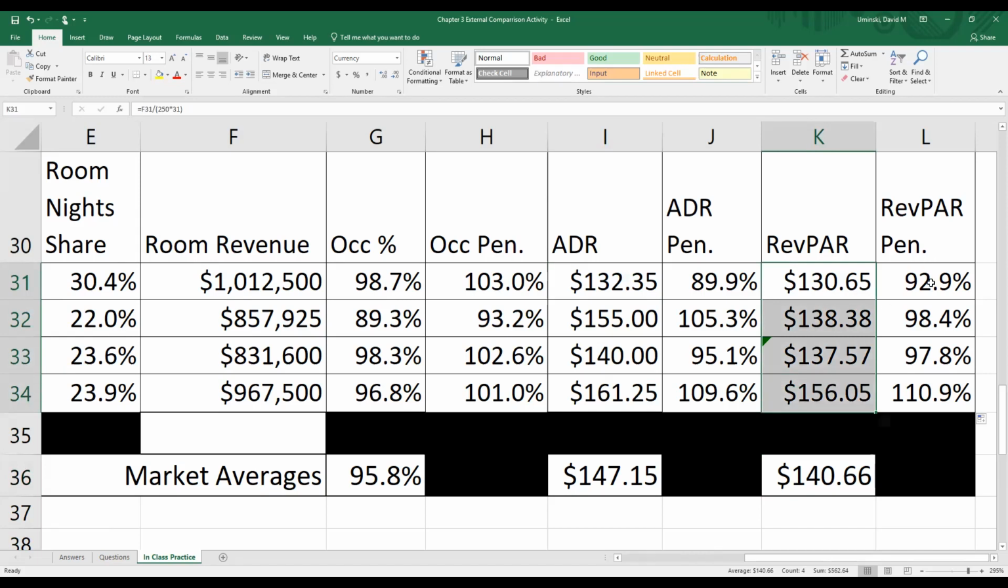Okay. And then our penetration index, again, we take the hotels divided by the market average. So now looking at our revenue per available room, comparing everything as we analyze this data, which hotel performed the best out of the four? Why Hotel D?